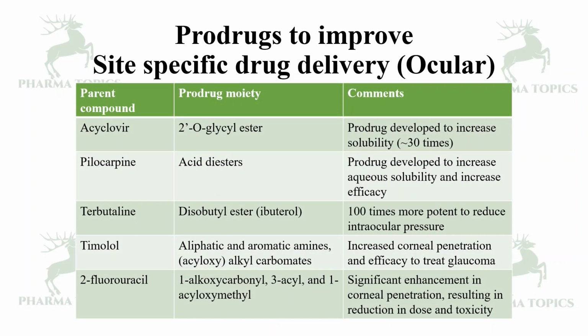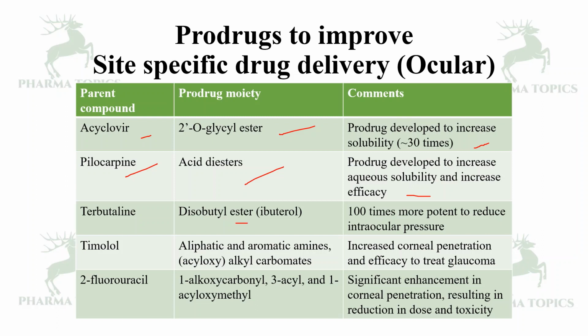Let us see some of the examples of ocular prodrug site-specific drug delivery systems. One is acyclovir. So for acyclovir, the prodrug moiety is 2-O-glycyl ester. It has increased solubility which is more than 30 times that of the parent drug. Pilocarpine is available as a diester. It's a prodrug. It has increased aqueous solubility and increased efficacy.